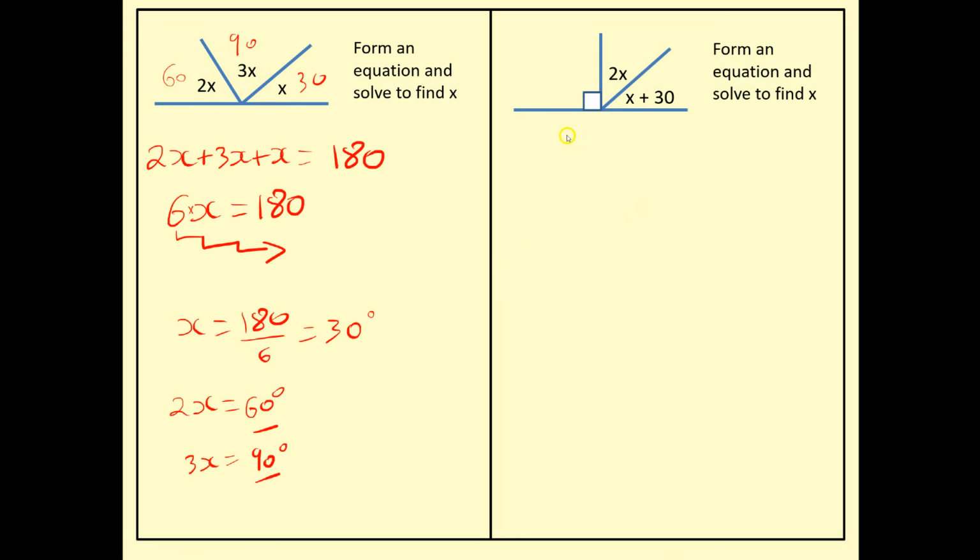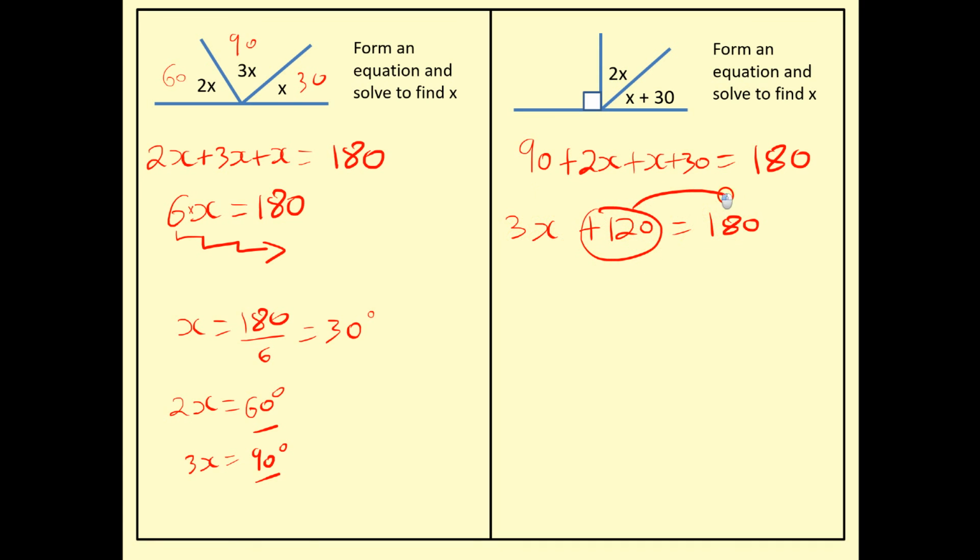In the second question, we have 90 plus 2x plus x plus 30 equals 180. I collect like terms. 2x plus x is 3x. 90 plus 30 is 120. That equals 180. I subtract 120. I take it over the other side to become a minus. So 3x equals 180 take away 120, which is 60. I bring the 3 down the escalator to become a divide. x equals 60 divided by 3, which is 20 degrees.